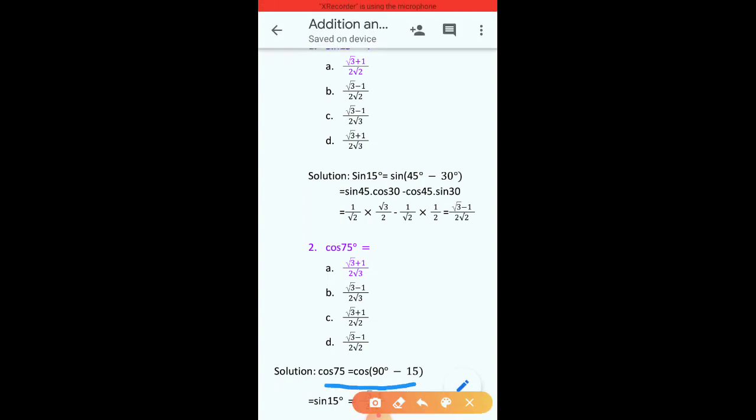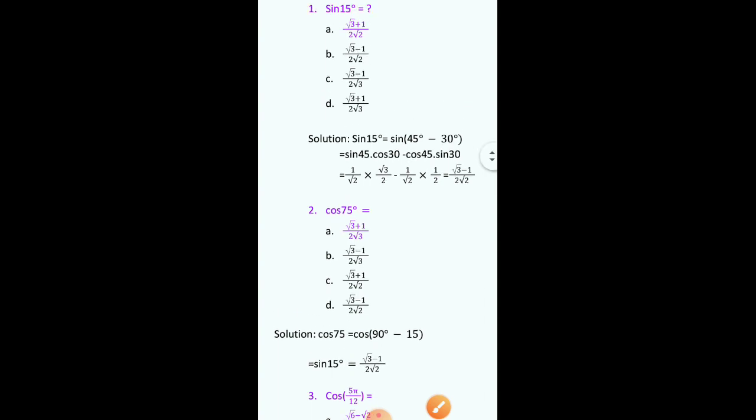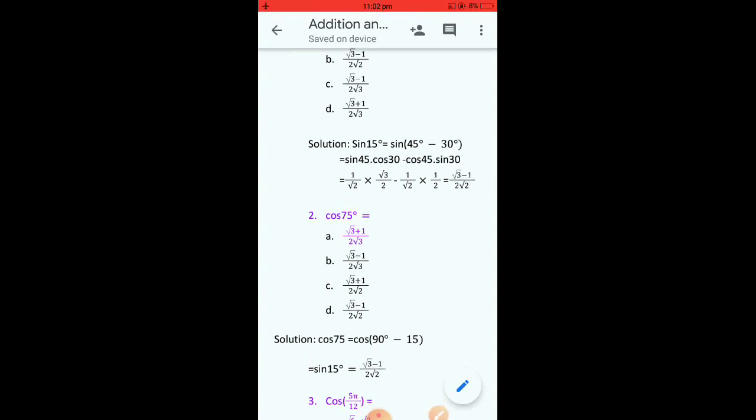Okay, cos 75 is equal to cos(90 degree minus 15 degree), and we also have the formula cos(90 minus theta) is equal to sin theta. So we can write it as sin 15 degree, and from here the value of sin 15 degree is equal to root 3 minus 1 by 2 root 2. So we can simply write root 3 minus 1 by 2 root 2. That means this time option number D is the correct answer.